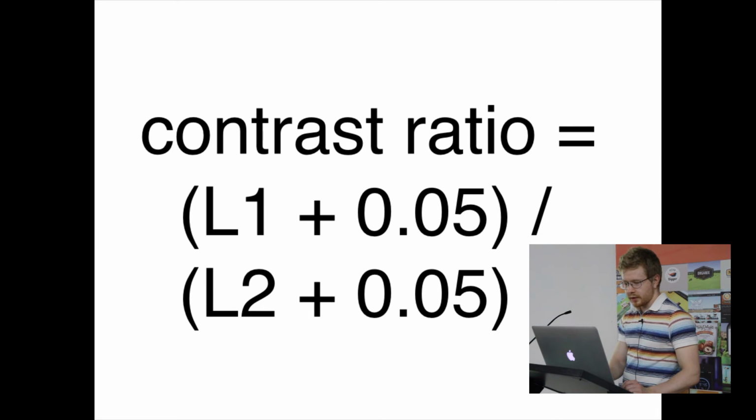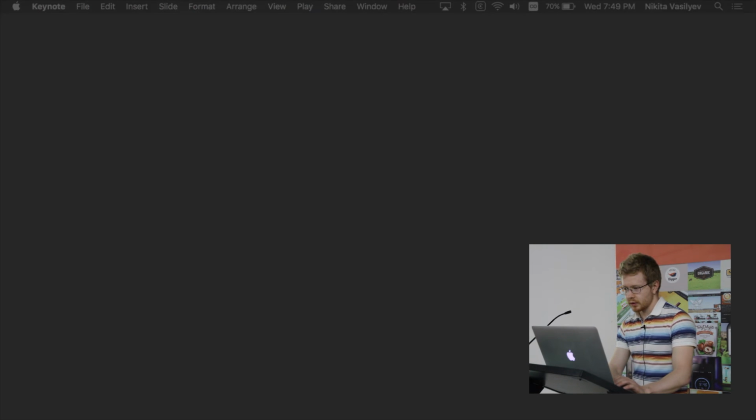So the formula for contrast ratio is just this, and L1 and L2 are just 2 luminescence values. So if I were to calculate the contrast between 2 colors, I would calculate the luminescence first, and then just use this basic formula.